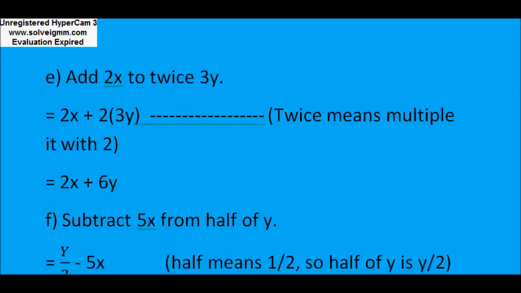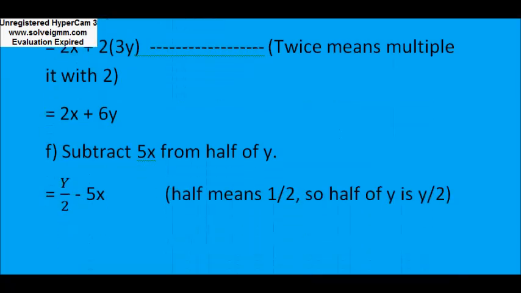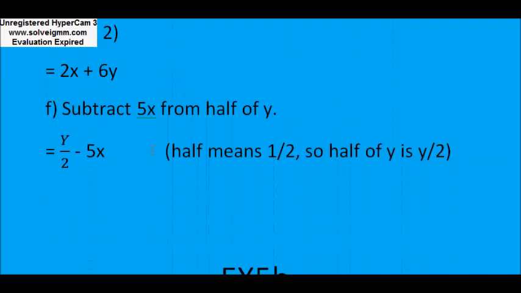And then the next part F, subtract 5x from half of y. Half of y means y over 2. For example, what is the half of 4? Half of 4 is 4 over 2, which is equal to 2. Now half of 6, you will divide 6 by 2. So you will write 6 over 2.